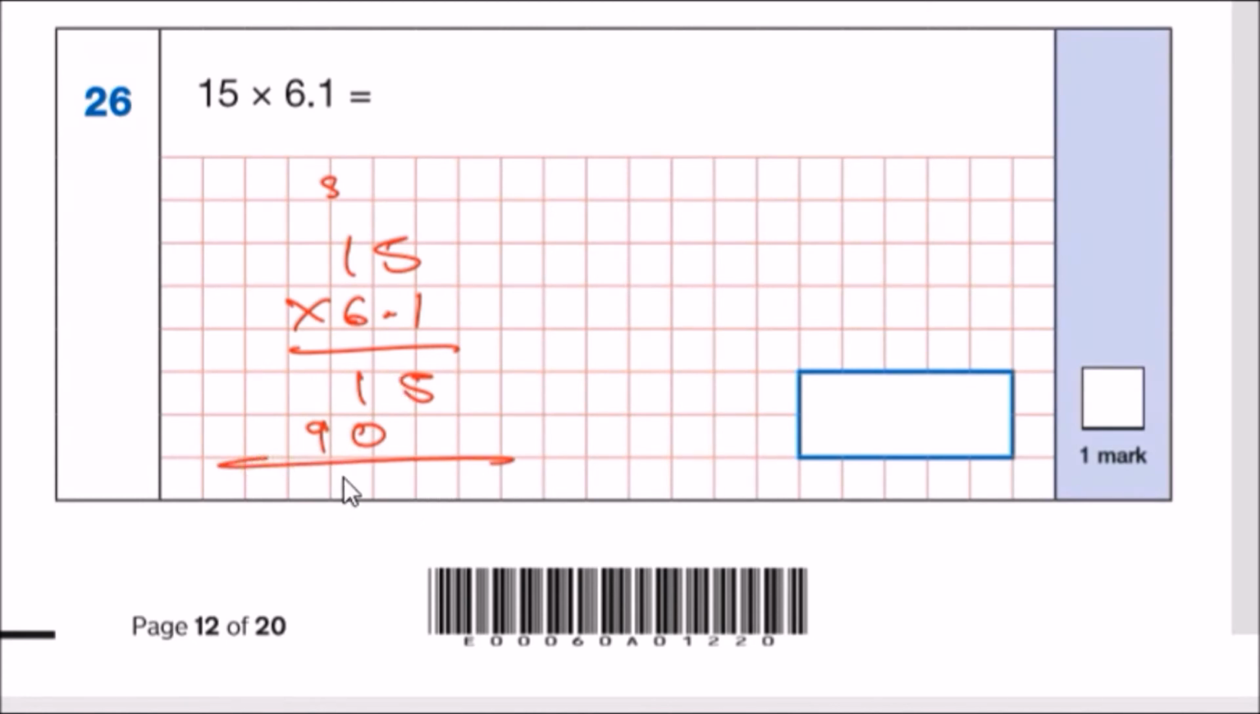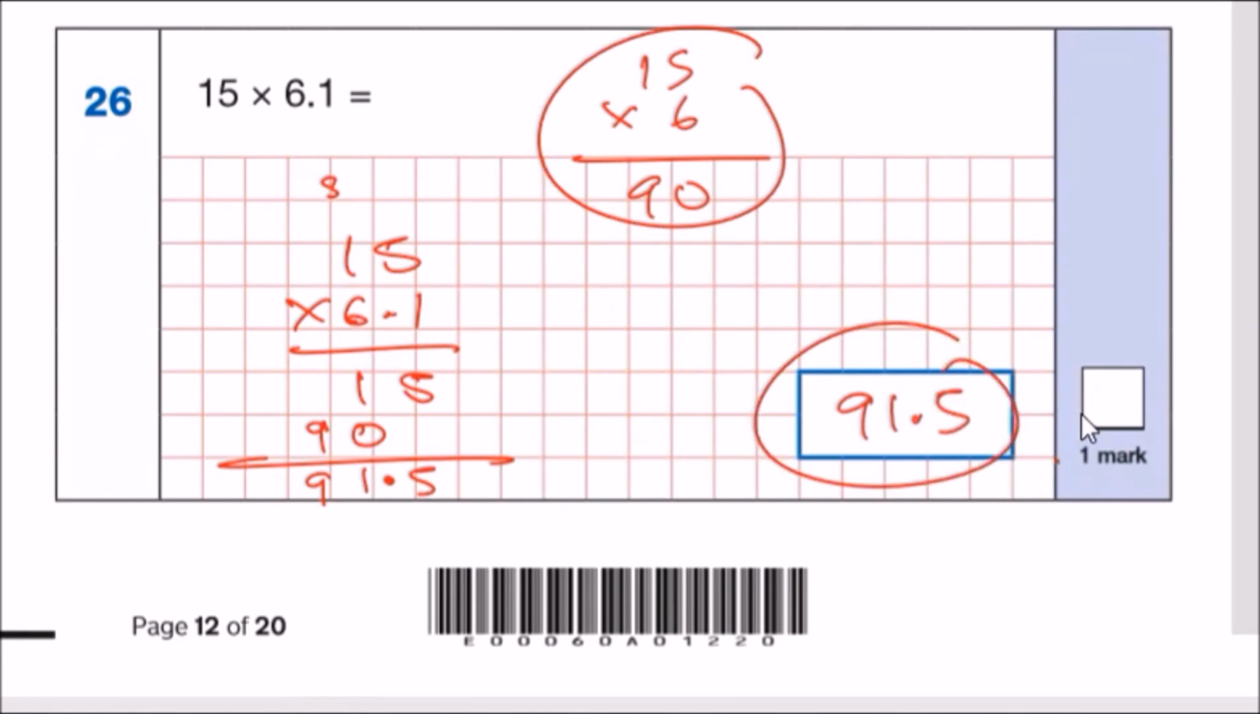Now you just add them up. So you're going to get 915. Because the decimal place is shifted 1 across, you just add up how many times it moved. It moved once across, so it'll be 91.5. A good way to check is to estimate what's 15 times 6. If you work this out, you should get 90. Then you can see that 90 is close to 91.5, so this is correct. Okay, always good to estimate.